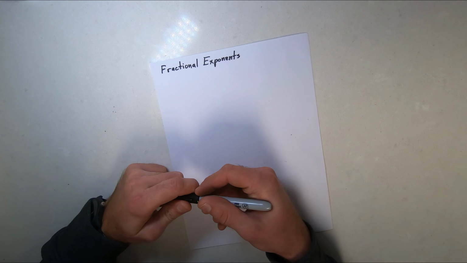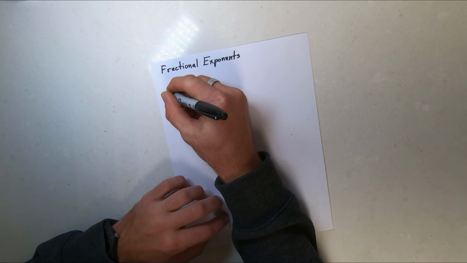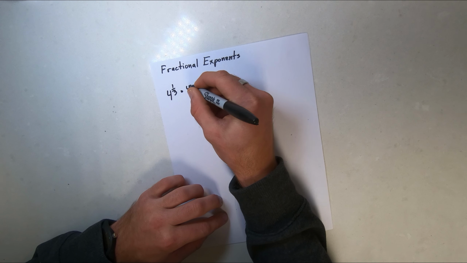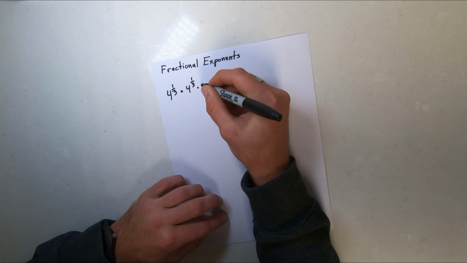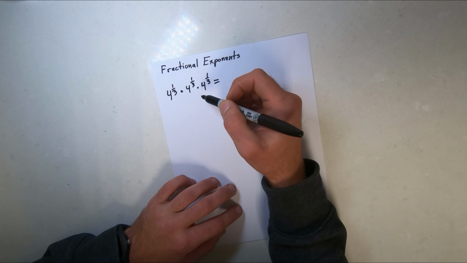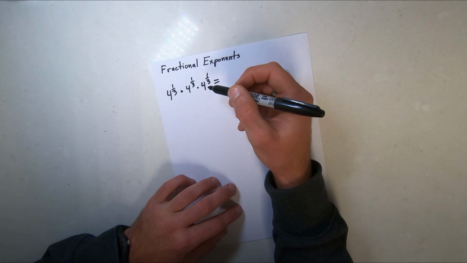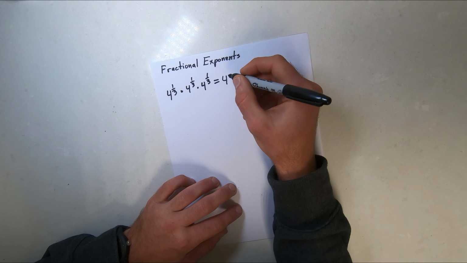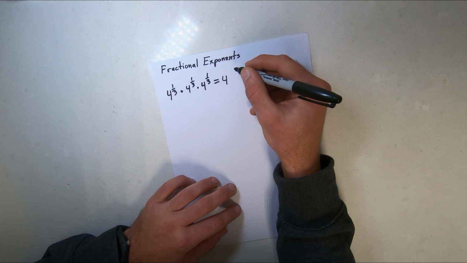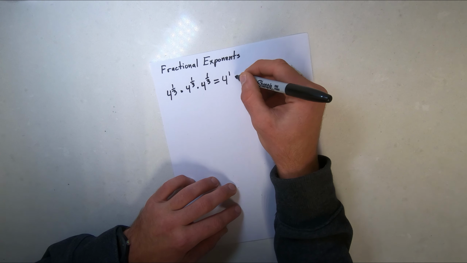So let's now move on to fractional exponents. And let's just start with a problem. Let's say we have 4 to the 1/3, multiplied by 4 to the 1/3, multiplied by 4 to the 1/3. Now, given what we know about multiplying numbers with exponents which have the same base, we can just add up the exponents. So we leave the base and we add up 1/3 plus 1/3 plus 1/3 gives us 3/3, which is just 1. And 4 to the first power is simply 4.